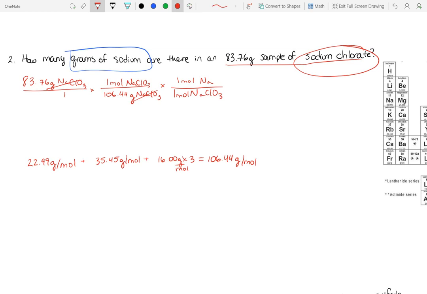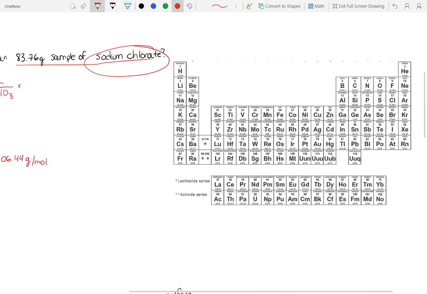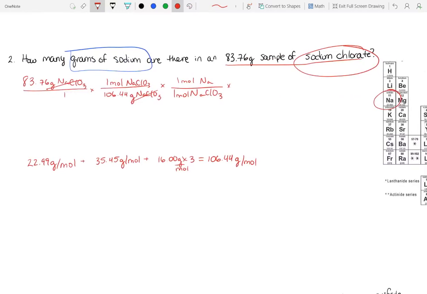So now that I'm in moles of sodium, I can go ahead and calculate grams of sodium. Maybe I should use an atomic mass, right? So 1 mole of sodium is going to be equal to 22.99 grams of sodium. Sodium cancels out, moles of sodium chlorate cancel out, and we're left with grams of sodium right here.